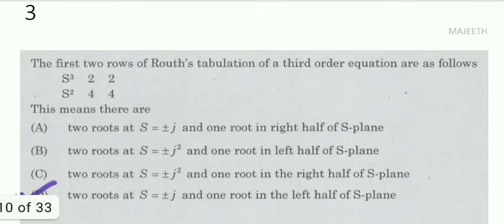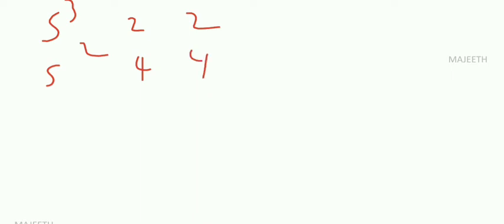Next one: the first two rows of the Routh tabulation of a third order equation are as follows. They have given the first two rows, we find the remaining two rows, then we come to the conclusion. So what about the first row? S cube is 2 2. Second row, S squared is 4 4. We can take a common factor, so it will become 1 1 also.